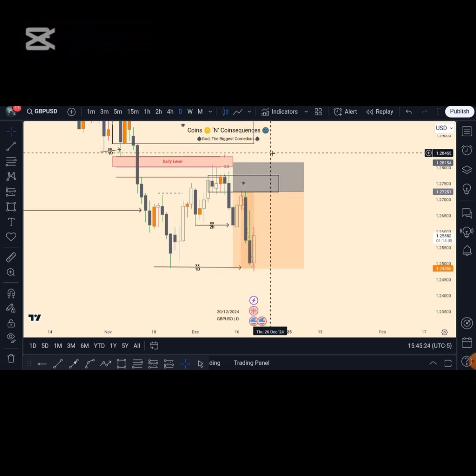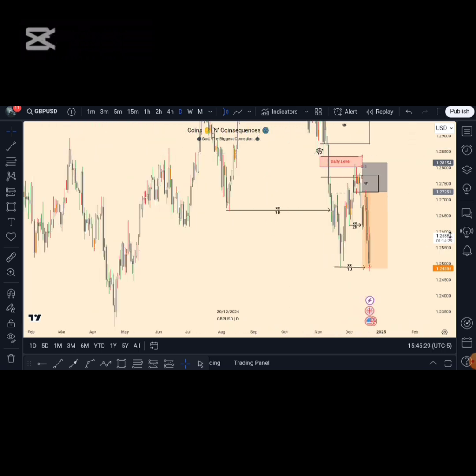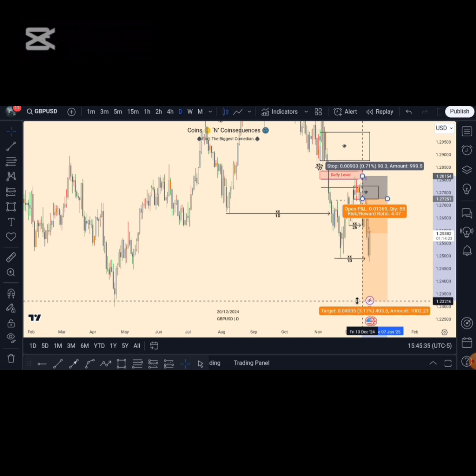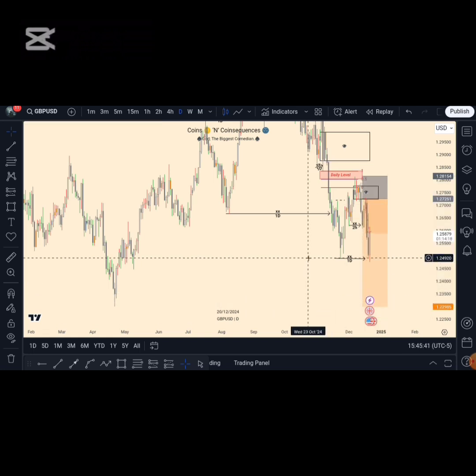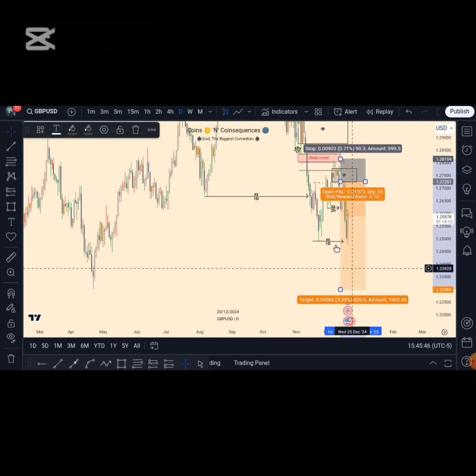However, I was targeting here, this low. I'm expecting this low to be taken out. This is the external liquidity. But while you do that, you have to be actively on the trade to know when price is ready to reverse. Why is that? Because on a monthly time frame, let's go back to the monthly time frame.